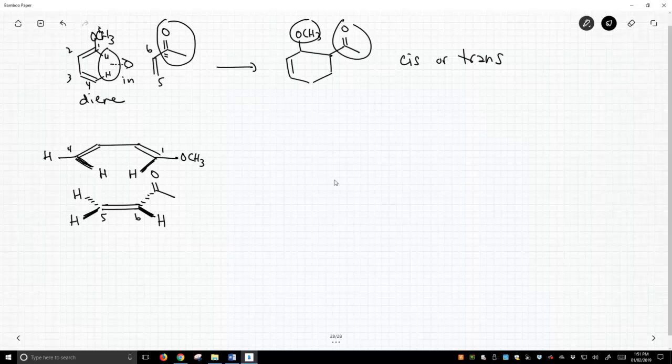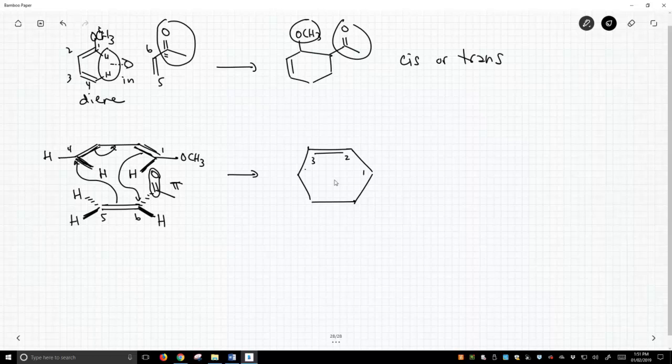As an electron withdrawing group, it has a pi bond, that CO pi bond, and as it turns out, that pi bond of the carbonyl on the dienophile loves to sit underneath the pi bonds of the diene. That's a stabilizing effect. It's just a weird orbital effect. And as a result, when this cycloaddition occurs, push the electrons around, we get a product. Of course, it's a cyclohexene. Always get a cyclohexene out.